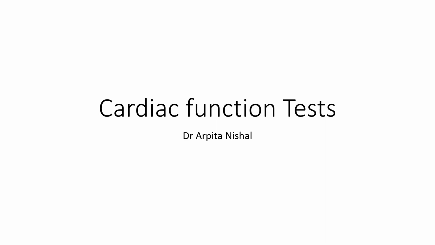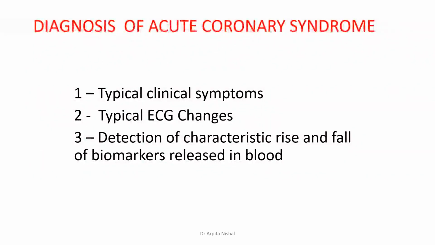So today we will talk about the tests which help us to test the cardiac function or to diagnose the cardiac diseases. We all know that diagnosis of acute coronary syndrome, we can do it in three ways. First is the typical clinical symptoms, that is the typical chest pain radiating to the left arm, face, left side of the heart, along with diaphoresis. These are the typical symptoms which we have already studied.